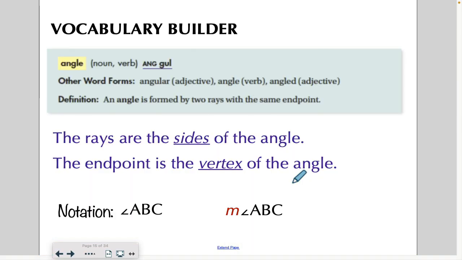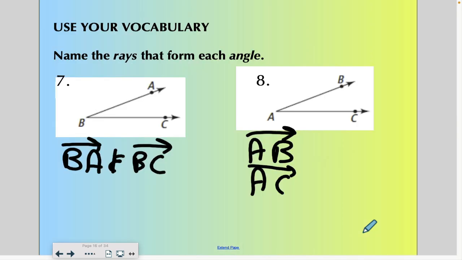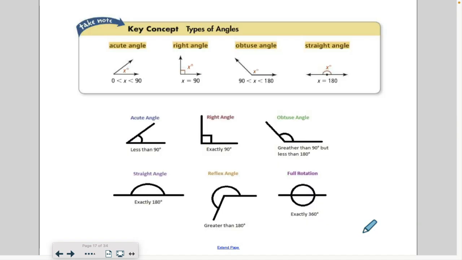Okay, good. The rays are the sides of the angle. The endpoint is the vertex. You're going to see a couple things today. You're going to see angle ABC. You're also going to see this little M in front. What is that M standing for? Good, measure. I know you did some of this notation last year with Miss Galbraith. However, we kind of rushed it because it's just stuff that pops up on the PSSA. Now you're actually going to spend a little time on it.